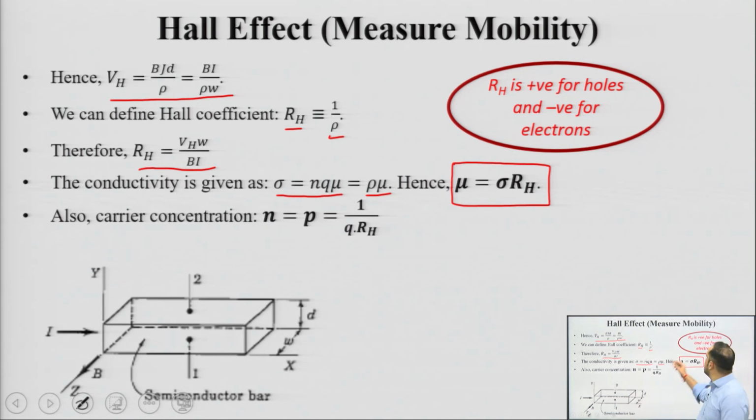One should remember that the value of RH, since it is dependent upon charge density, charge is negative for electrons and positive for holes. So, your Hall coefficient is going to be positive for holes and negative for electrons. Okay. So, this way we have used Hall effect for measuring parameters like carrier concentration, mobility, and type of the semiconductor. So, this is the topic of Hall effect.